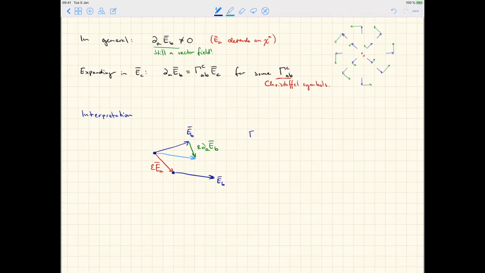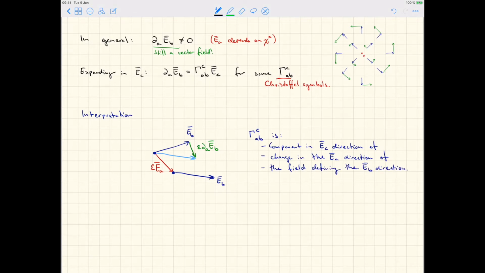The Christoffel symbol Γ_ab^c is then the component in the e_c direction of the change in the e_a direction of the field defining the e_b direction. So, in other words, it's going to be the e_c component of this green vector that we have just drawn as the difference vector between the e_b at different points, separated by epsilon times e_a.